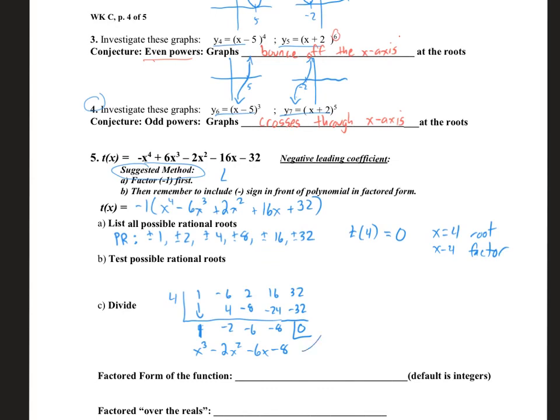Quartics become kind of a pain in certain cases. So you start again with your PRs, which are going to be the factors of 8. So plus or minus 1, 2, 4, and 8. Again, you can put that in your calculator. And you notice that again, the t of 4 is another root. It equals 0. So x equals 4 is another root, which is going to make that a double root. And x minus 4 is another factor.